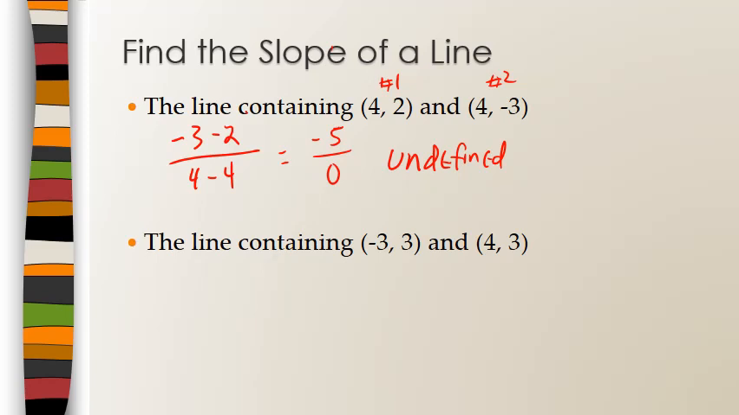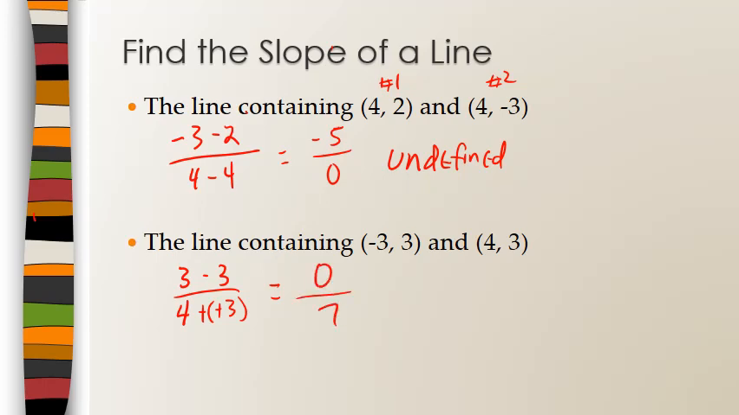So we got the line containing (-3, 3) and (4, 3). And again, I'm going to use y2 minus y1 over x2 minus x1. And so y2 is 3. And y1 is 3. So minus y1 is going to give me 3 minus 3. And then our x2 is 4, minus negative 3 or plus 3. 3 minus 3 is 0. 4 plus 3 is 7.